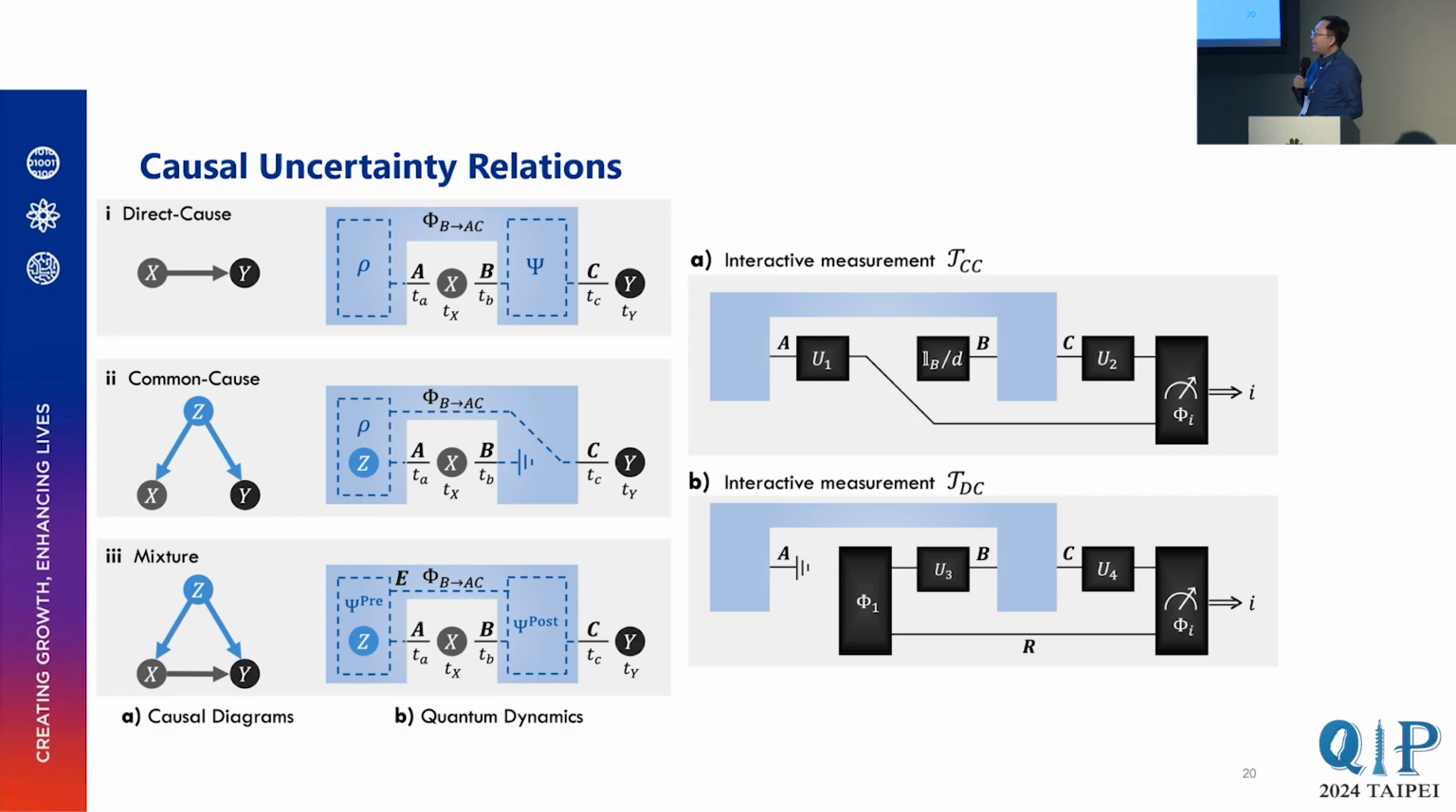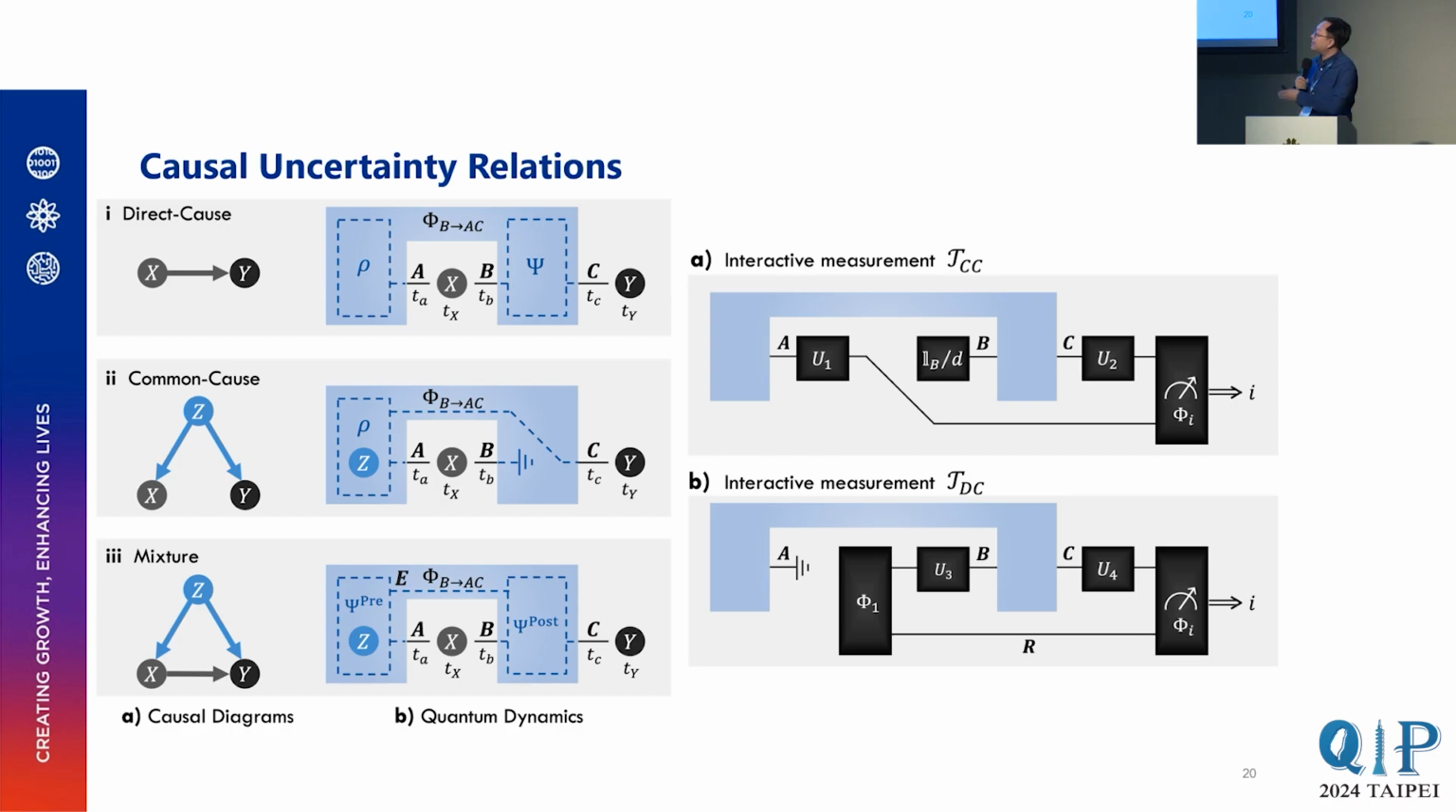On the other hand, given two events x and y, they may be correlated, but there's no direct cause between them. Instead, there's a common cause for them. So this is the second causal structure, common cause. More generally, there will be a mixture between direct cause and common cause.